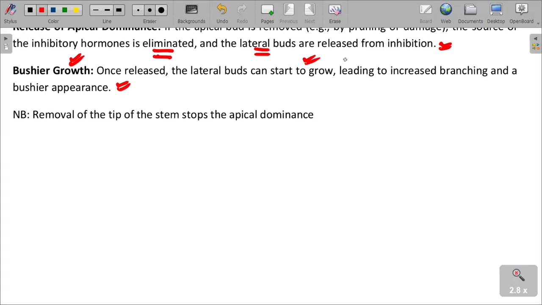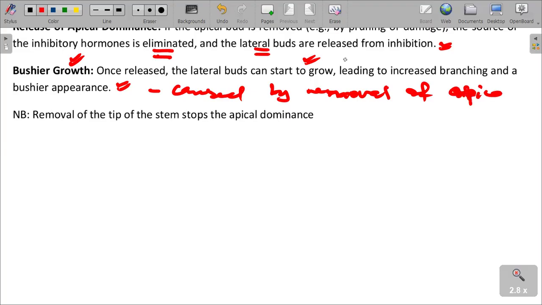So bushier growth is a condition caused by removal of the apical bud. It is the one that is causing the bushier growth that we explained already. It is just a plant having many branches, which causes it to appear bushier. And then NB, take note: removal of the tip of the stem stops apical dominance.